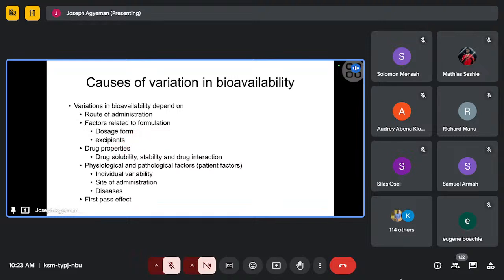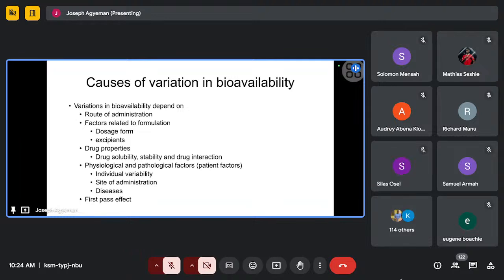The type of excipient that was used, the disintegrating agents, the binding agents. So at times, you could have too much binders. You could have very bad disintegrating agents. These agents help release the drug. That can affect the drug release. And of course, it will contribute to the absorption at the end of the day.